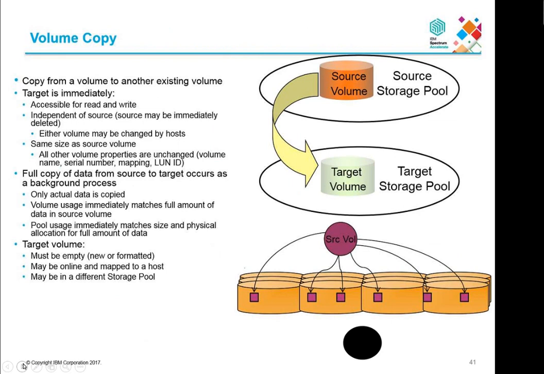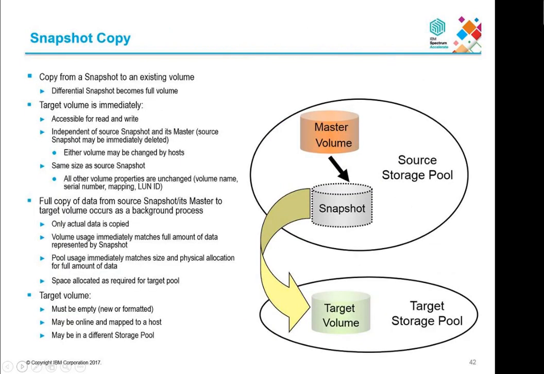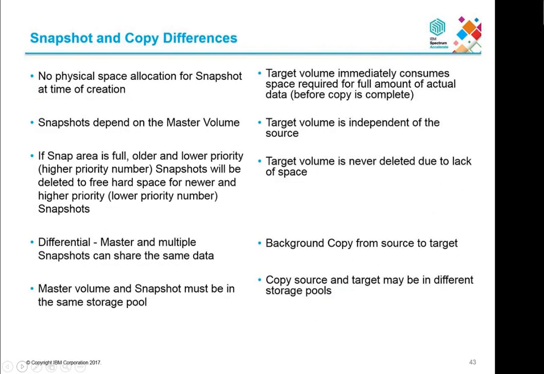So again, to a source, to a volume, I can make it either from a snap or from a volume. And again, I create a new volume potentially in a different pool. Here are some of the differences with the volume copy. Basically, no space for the snap, full space for the target. The target is independent. It's never deleted.